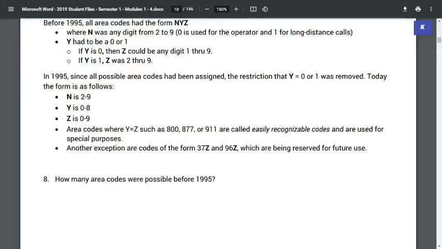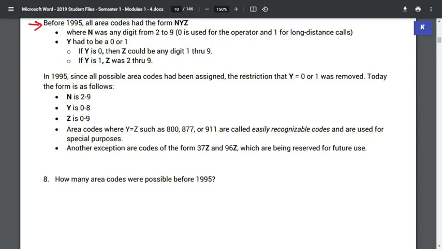Okay, so welcome to part 2 of 1-3, which is called Not Enough Numbers. What we're going to look at here are the area codes of your phone number. It's going to be 3 numbers, and if we read all of this, basically it says right here, before 1995, these were all of the area codes of the form NYZ. That NYZ just represents the 3 numbers of that area code. So it has those restrictions listed there for us.